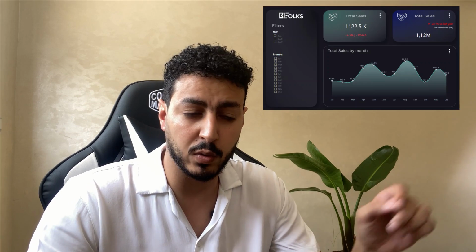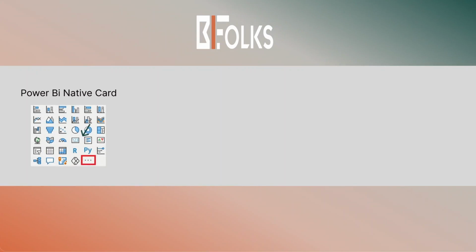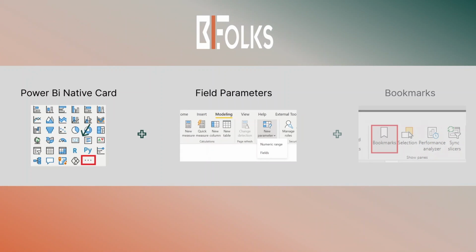And lately on my LinkedIn profile I have shared an example of a sales dashboard highlighting what you can do with this new Power BI native card. And today I would like to go with you step by step so we can create a similar visual. And for this we're going to need three things: a Power BI native card, field parameters, and bookmarks. So without further ado, let's go to the PBIX file and reproduce this visual together.